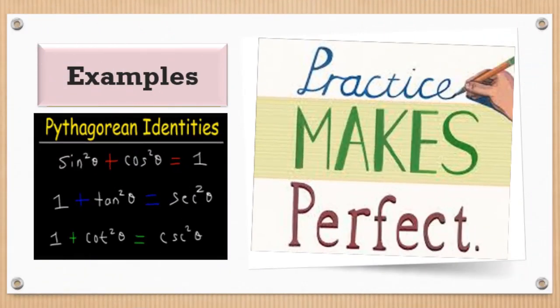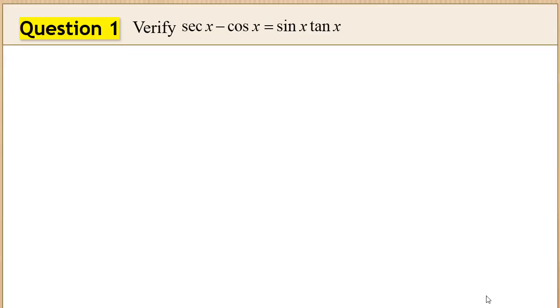Alright, so we are going to do a few more examples so you can see what this process looks like. The first question we are going to work on is secant of x minus cosine of x is equal to sine of x multiplied by tangent of x. We are just supposed to verify if this identity is true. In terms of which side I should start with, they both look about the same, so I'm just going to start over here on the left with secant of x minus cosine x.